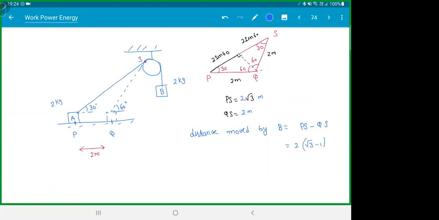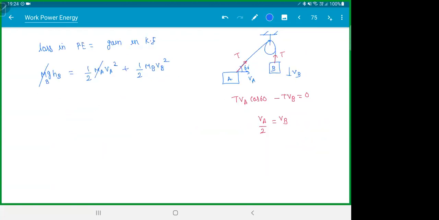Here, luckily, all have the same masses, so the m gets cancelled. So this will be 10. HB will be 2 into root 3 minus 1. This is half VA square, which will be 2 VB whole square, plus this is half VB square. That would be 4 plus 1, 5 VB square by 2, is equal to 20 into root 3 minus 1.